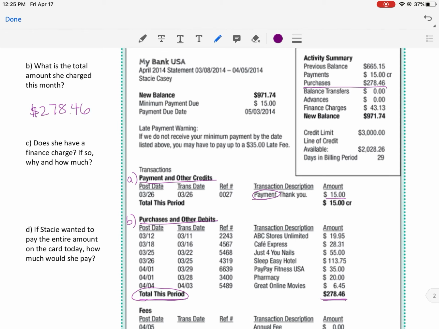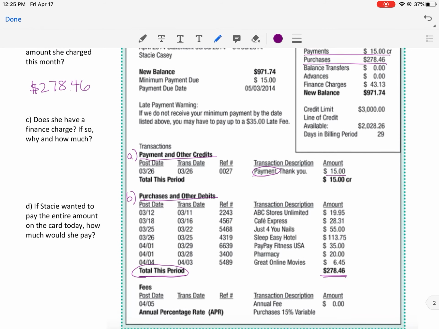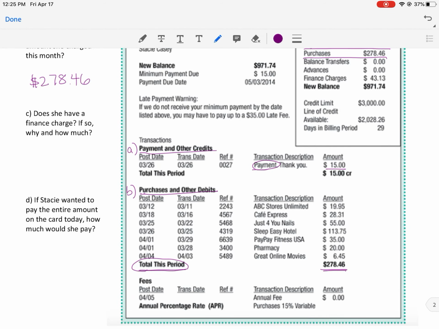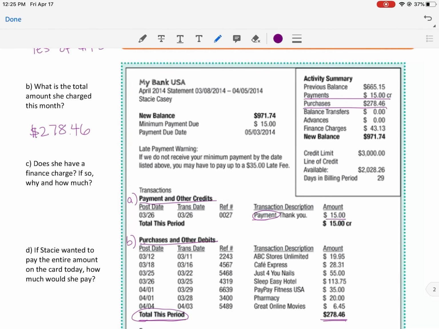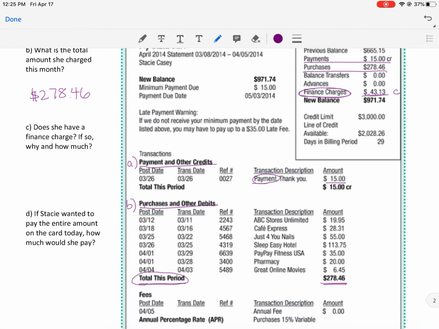Okay, next it says, does she have a finance charge? If so, how much and why? So it looks like down at the bottom, she's got an annual fee, but that's not the finance charge. So keep looking for finance charge. And I see it over here on the top. Do you guys see that finance charge? Where it says $43.13. So that's going to be part C. So yes, it's $43.13. And then we've got to decide why.